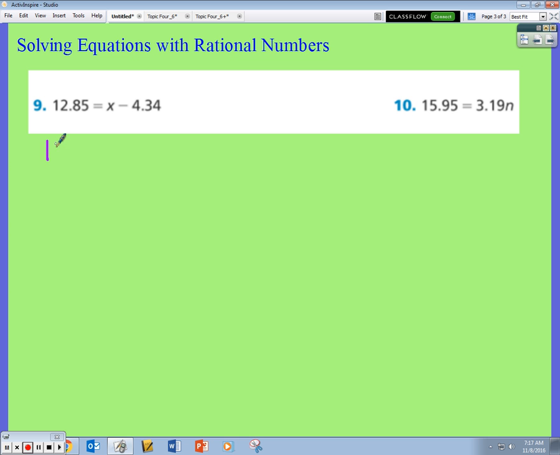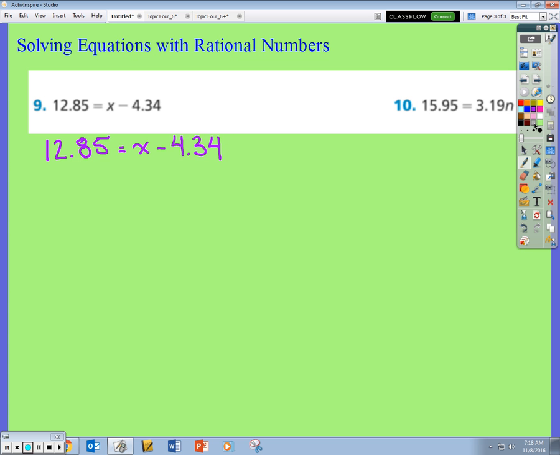We have 12 and 85/100 is equal to x minus 4 and 34/100. First thing I notice is we have 2 terms on the right side of the equation now. We have the x and we have the 4 and 34/100, and they are separated by a subtraction sign. That's why I know there's 2 terms. On the left side of the equation, there's only one term, 12 and 85/100. I notice this is the only x in the entire equation. We're going to keep this x right here.